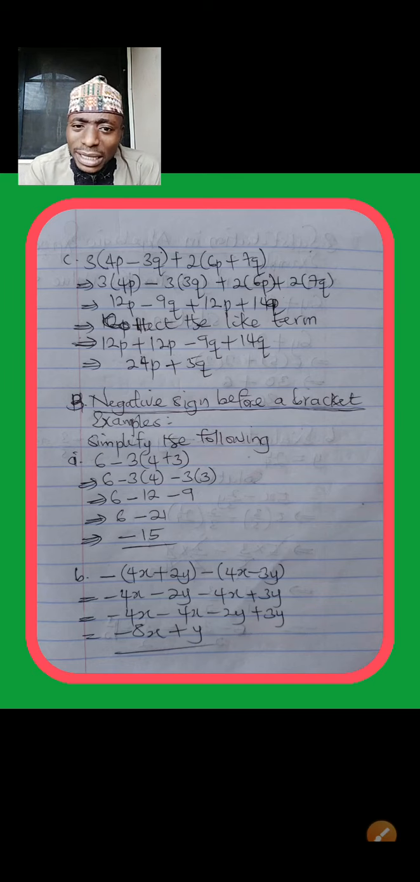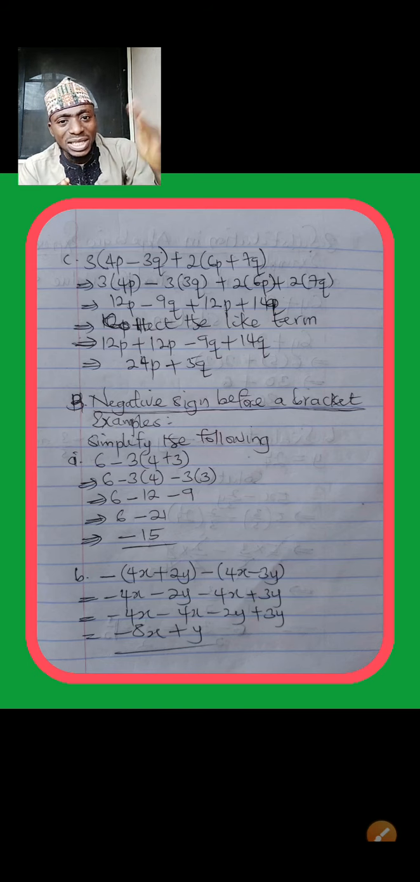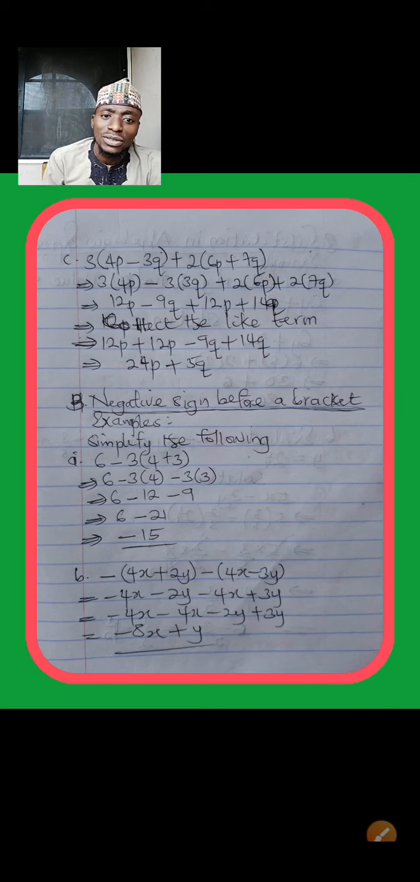Minus 3q. So you are going to put that 3q in the bracket. So you are using minus 3 to multiply 3q. So the second one, 2, 6p, put it in bracket, plus 2 again, 7q, put it in bracket. So you are using 2 to multiply each of the numbers, then you now do your work. 3 times 4 is 12p minus 3 times 3q is minus 9q. Plus 2 times 6p is 12p, and you have 2 times 7q to be 14q.